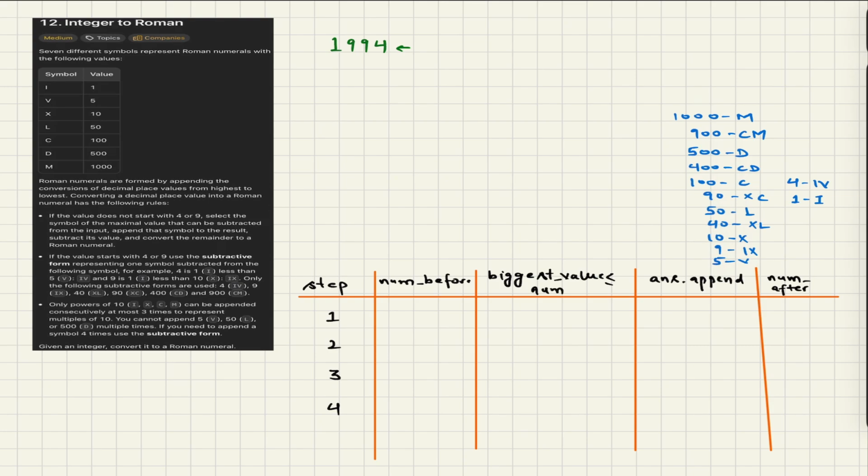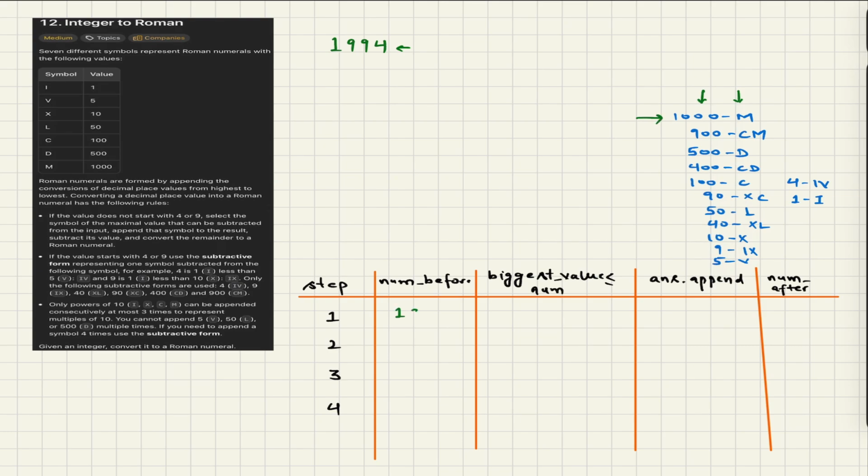So what we are going to do is store the Roman values, not all of them, but the Roman numeral for each of the biggest values like 1900 and everything. And then we are going to iterate through this.